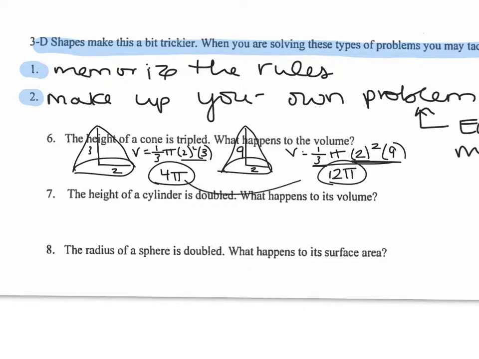So how do I get from 4 pi to 12 pi? Well, I multiply by 3, which means the volume multiplies by 3.